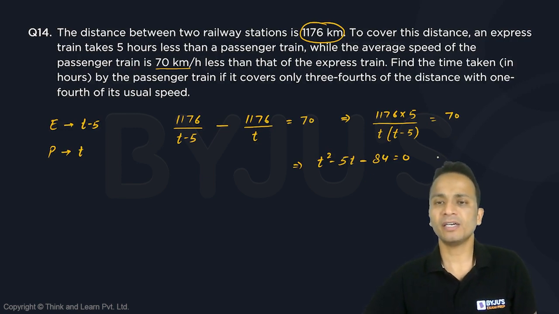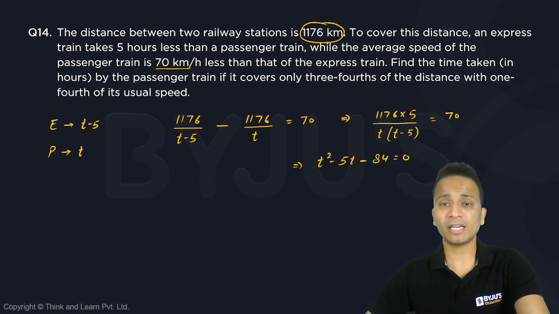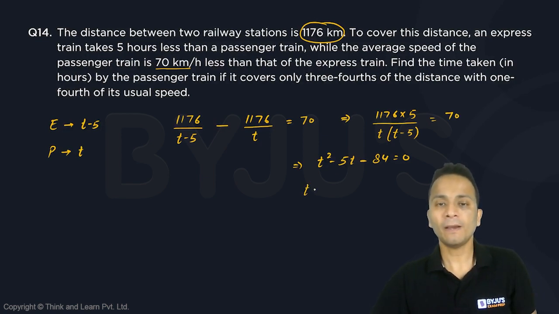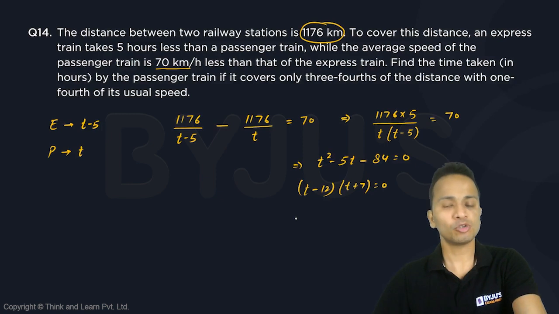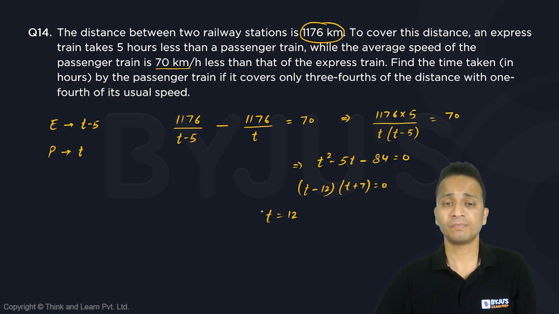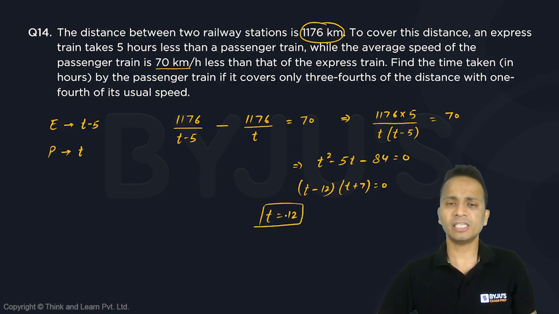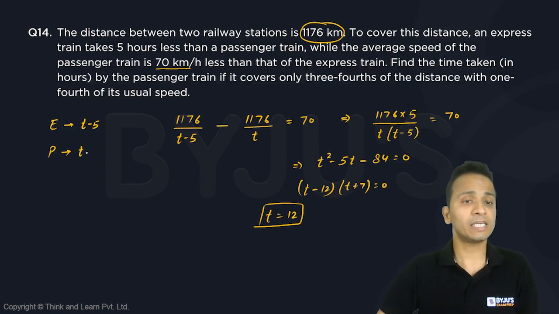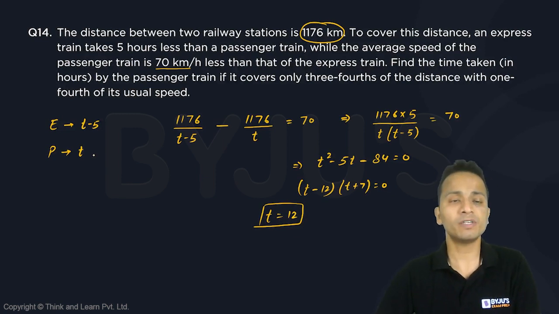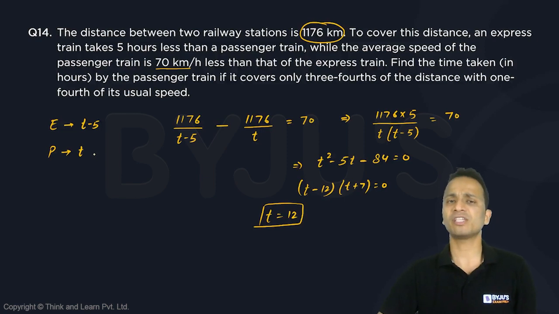Upon simplifying, if I do the factorization, in this case it will become T minus 12 into T plus 7 equal to 0. So T will have two values. It will be equal to 12 or minus 7. Now minus 7 will be rejected and the value of T will be equal to 12. So in this case, passenger train takes 12 hours and express train will take 5 hours less than that, that is 7 hours.